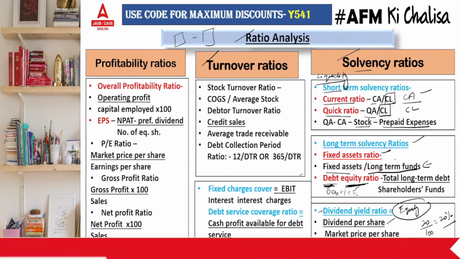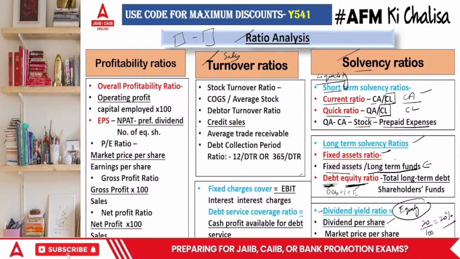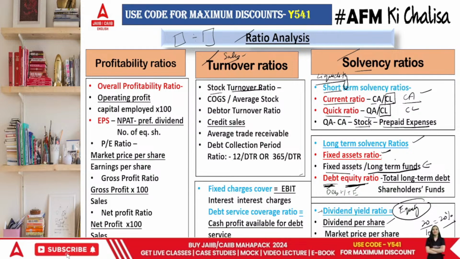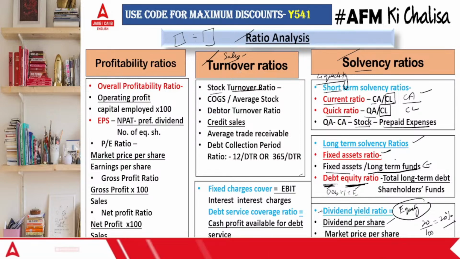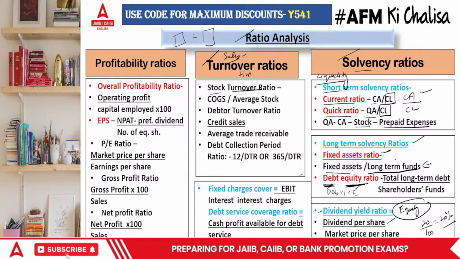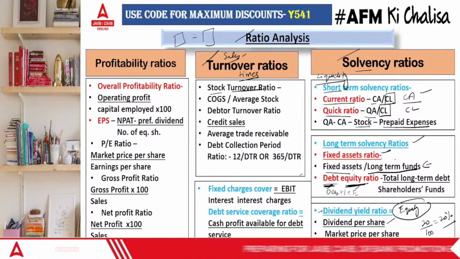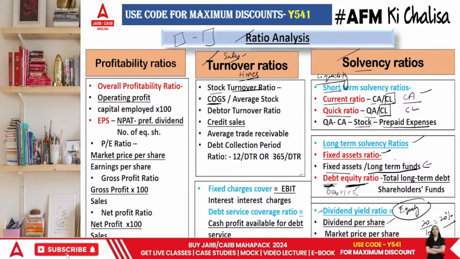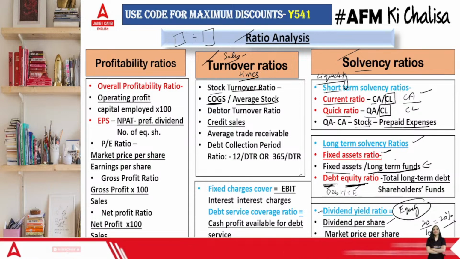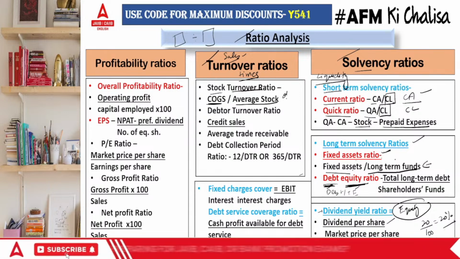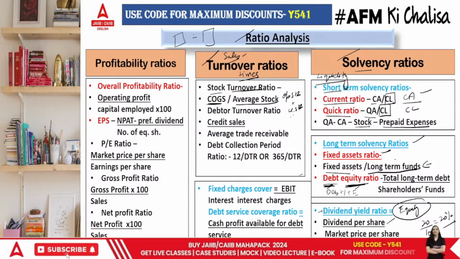Turnover ratios. Turnover means sales. The first ratio is the stock turnover ratio. Everyone, in these ratios, turnover is basically on the numerator side, and this ratio is calculated in times. Stock turnover ratio means take your COGS and divide it by average stock. Average stock means opening stock plus closing stock divided by 2.